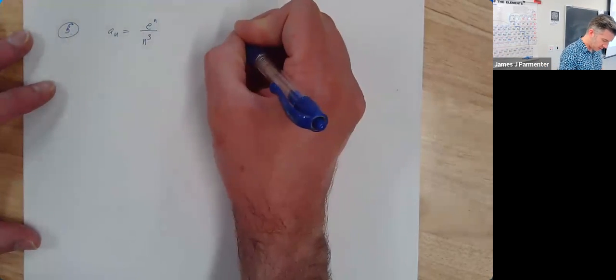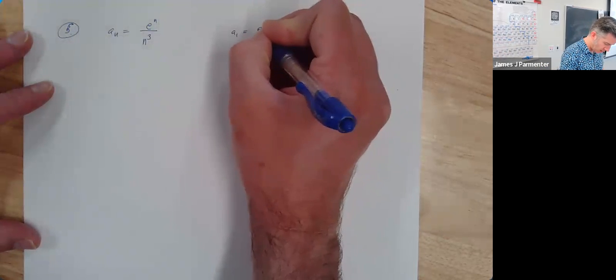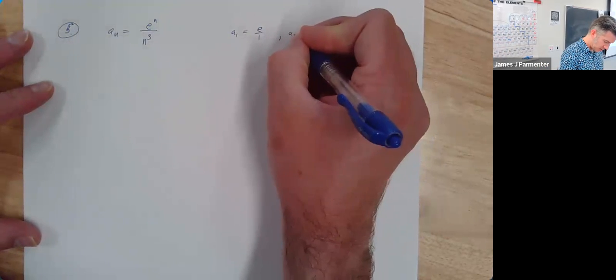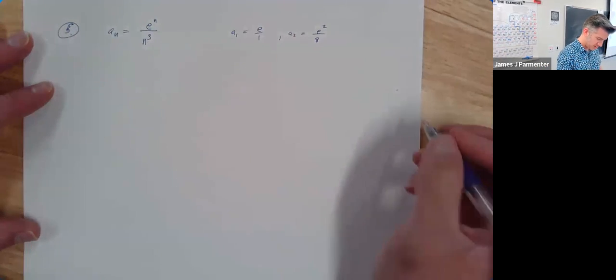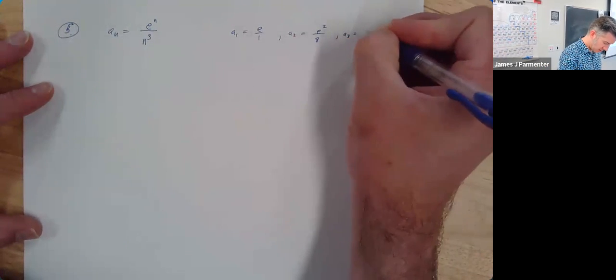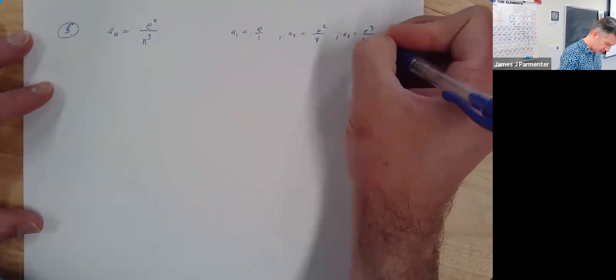So writing out some terms, a1 is going to be e over 1. a2 is going to be e squared over 2 cubed, which is 8. a3 is going to be e cubed over 3 cubed, which is 27.